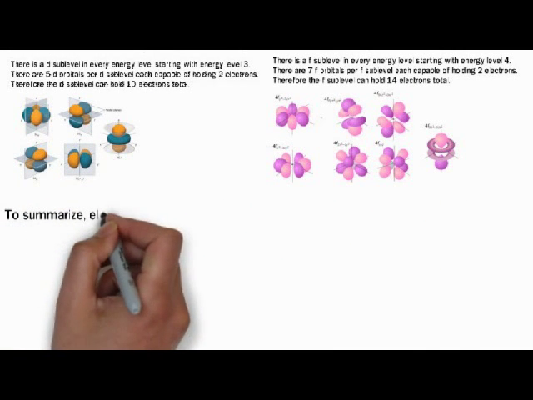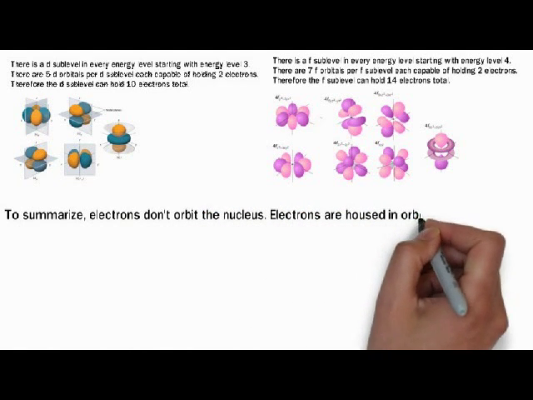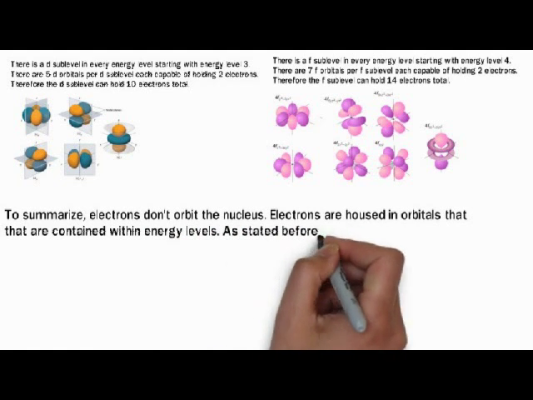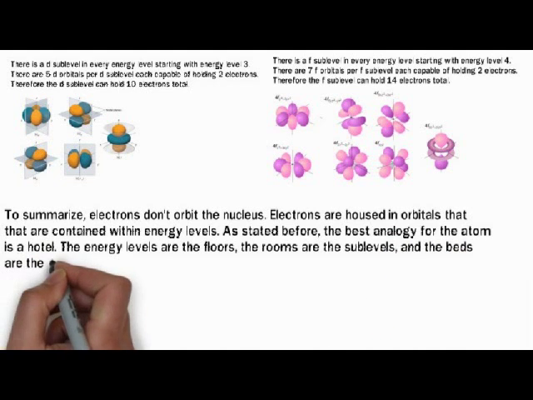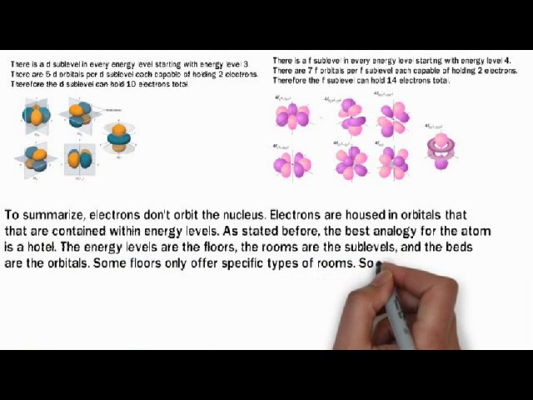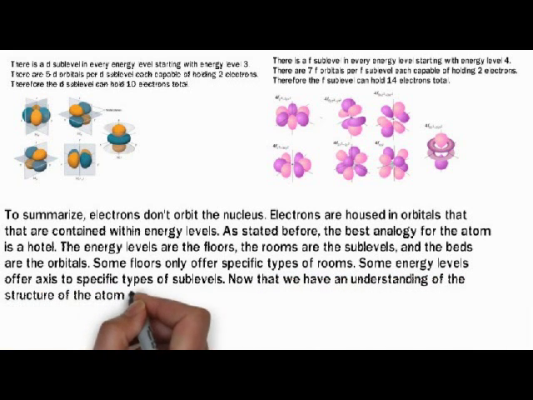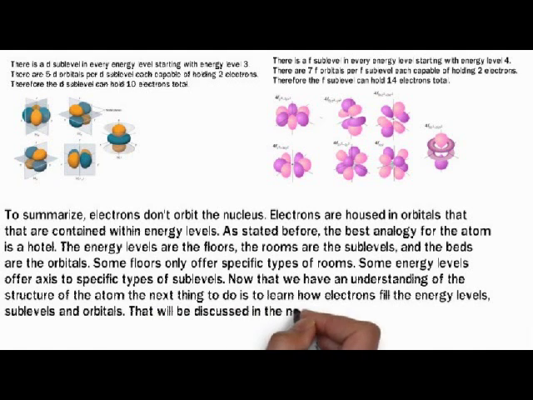So, in summary, the atom is a lot more complex than Rutherford or Bohr proposed. The electrons don't orbit the nucleus. The electrons are housed in orbitals that are contained within energy levels. As stated before, the best analogy is a hotel. The energy levels are the floors, the rooms are the sublevels, the beds are the orbitals. Some floors only offer specific types of rooms, some energy levels offer access to specific types of sublevels.